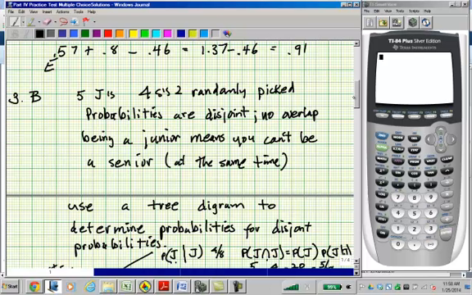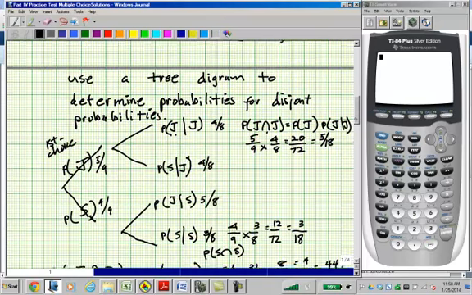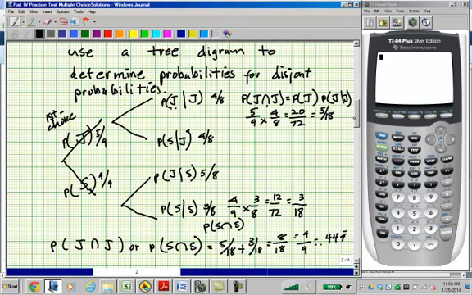Okay, 9 students, 5 juniors and 4 seniors, are randomly picked. These probabilities are disjoint. The probability of being a junior and the probability of being a senior have no overlap. Being a junior means you can't be a senior at the same time, and vice versa. When the probabilities are disjoint, use a tree diagram to determine the probabilities.